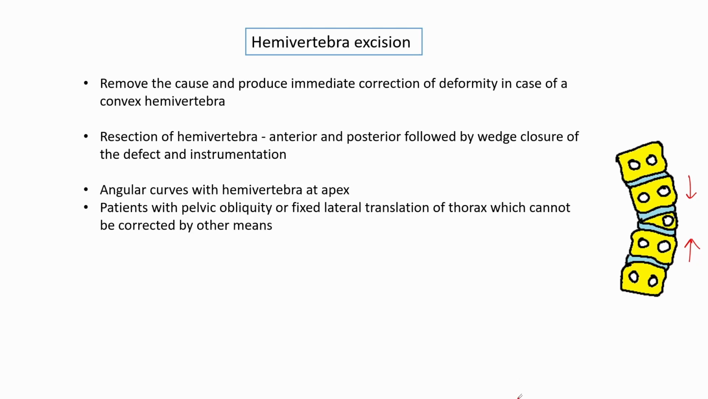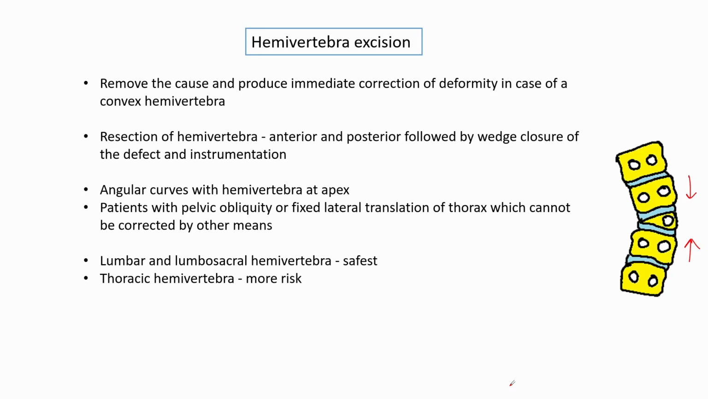The best suitable candidates for this procedure are angular curves with a hemivertebra at apex and patients with pelvic obliquity or fixed lateral translation of thorax which cannot be corrected by other means. Lumbar and lumbosacral hemivertebra are the safest to remove and thoracic hemivertebra have more risks. So in the thoracic area, we only go for this procedure if there is a need for these procedures and other procedures are not likely to succeed.